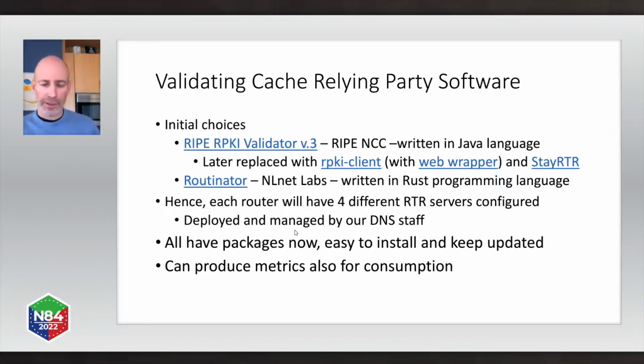All these software packages we have now, both the RPKI client and RouteNator, have packages for Yum or other Linux distributions, Debian distributions. So they're pretty easy to install and keep updated. It's not so onerous. And they can also produce metrics for consumption by telemetry systems to show pretty graphs and stuff.